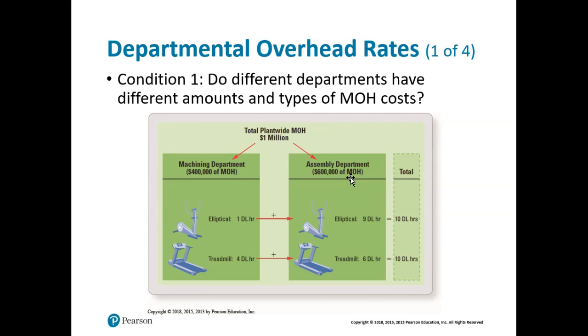Okay, and see what happens is these two products use different amounts. The elliptical uses one direct labor hour of machining and 9 direct labor hours of assembly. Okay, on the treadmill, we've got 4 hours of machining and 6 hours of assembly. Okay, so the totals might be the same, but the allocation between the two different products is different.